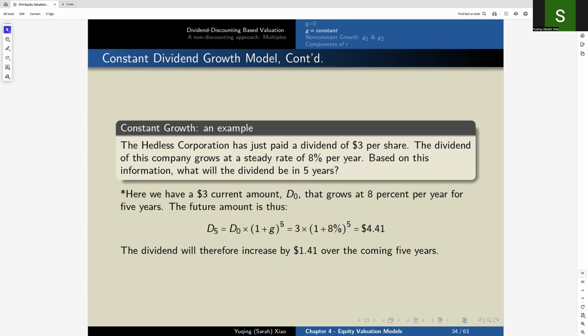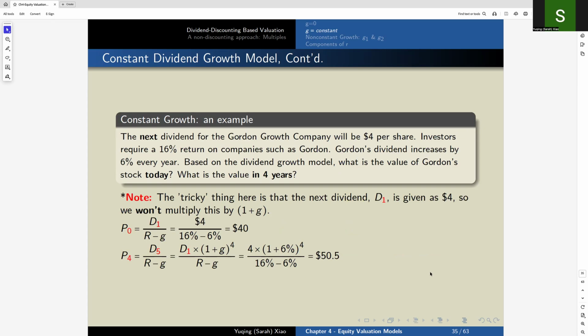That gives us about $4.41. So the dividend will increase by $1.41 over the next 5 years. This shows how quickly growth compounds, even over a relatively short period.